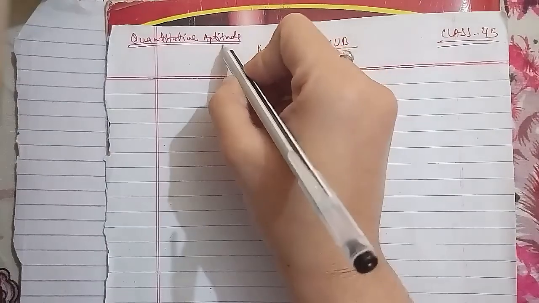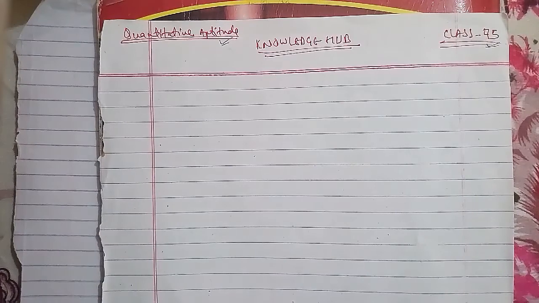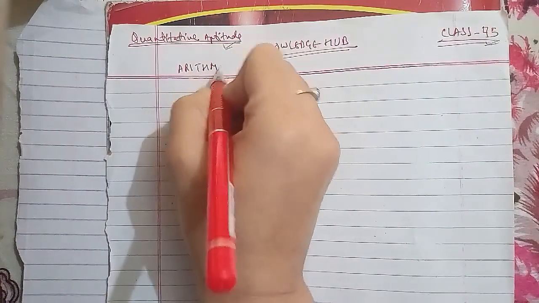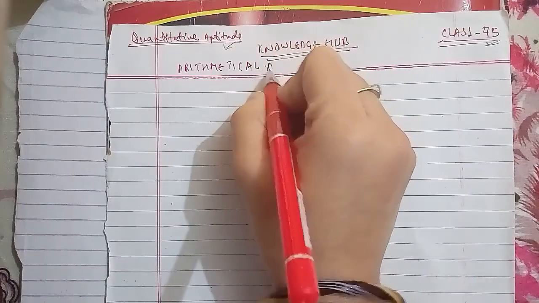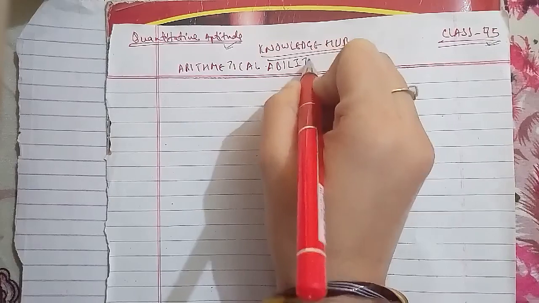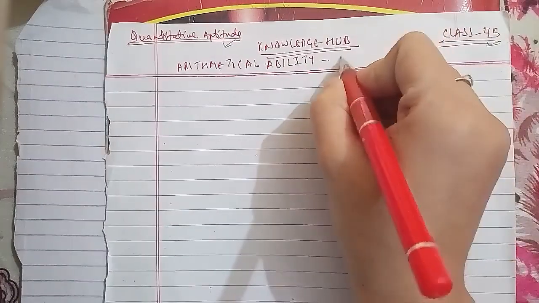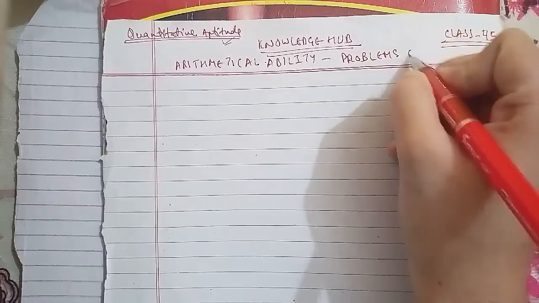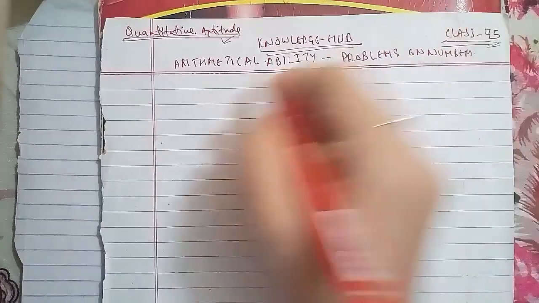Today we're going to start with your quantitative aptitude class, and this is your 45th class. We are dealing with arithmetical ability. In arithmetical ability we had done operations on numbers, LCM and HCF of numbers, and decimal fractions, as well as simplification, averages, square roots and cube roots. And now we are dealing with problems on numbers.